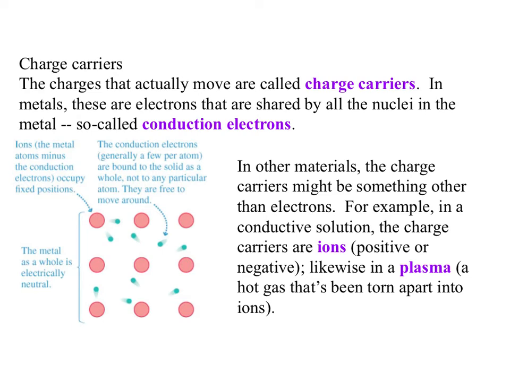The charges that actually move are called charge carriers. Naturally enough, we're really not that creative in physics when we name things. In metals, these are the electrons that are shared by all the nuclei in the metal, so-called conduction electrons.